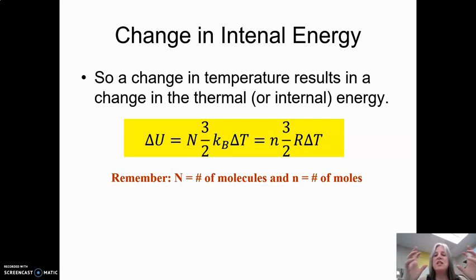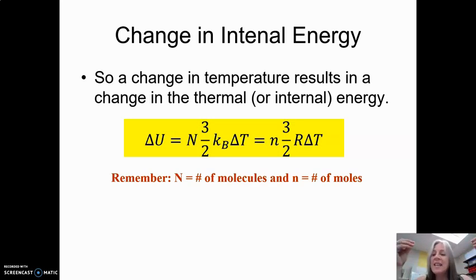Anytime there's a change in temperature, there's going to be a change in the kinetic energy of the molecules, which means we get a change in the thermal or internal energy of our molecules or our gas. So delta U, that change in internal energy, is equal to the number of molecules times 3/2 times Kb times the change in temperature, or moles times R, 3/2 change in temperature.